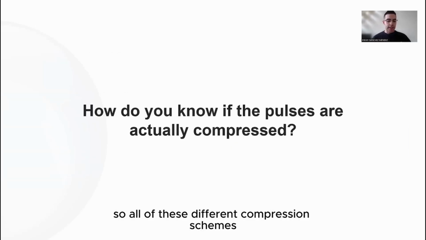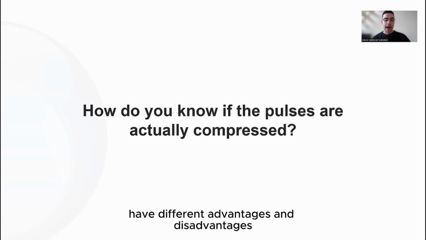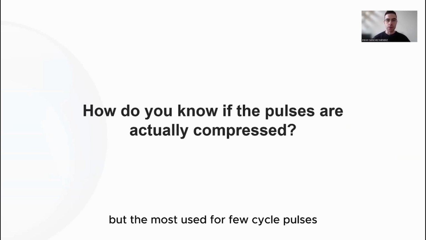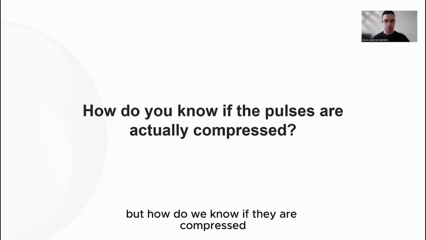So all of these different compression schemes have different advantages and disadvantages, but the most used for few cycle pulses is the chirp mirror scheme because of their high throughput, broadband compatibility, and also the engineered spectral phase with minimal residual higher order. So, as we can see, we can use different strategies to compress our laser pulses, but how do we know if they are compressed?